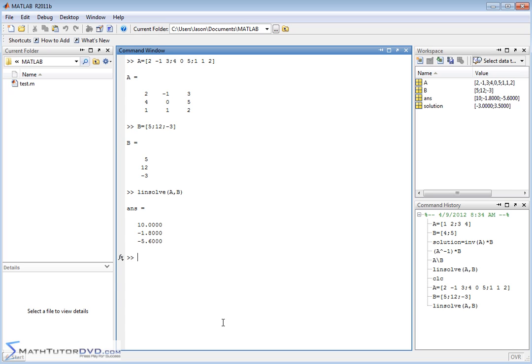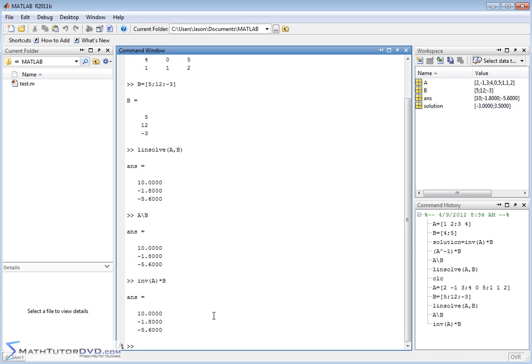Okay, or we could do the other operator with the backslash, A backslash B, which is calculating the same answers. Or we could take the inverse of matrix A and multiply by matrix B, which is traditionally how you do it in linear algebra. You get the same answers. Or you could basically get the same result by raising the A matrix to negative 1 and then multiplying by matrix B, and you also get the same answers. So you get the same answers either way.